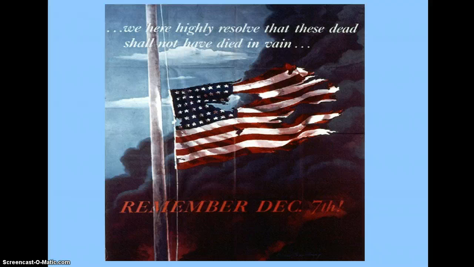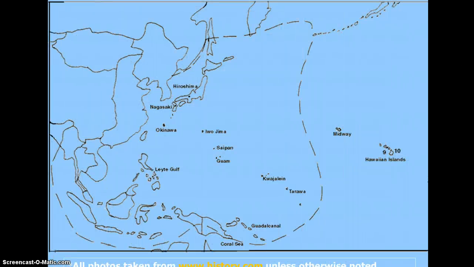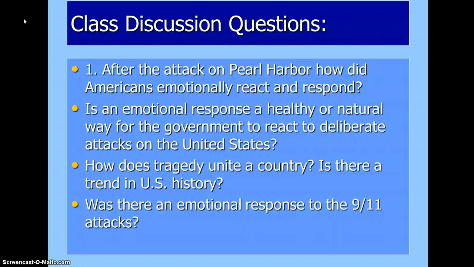Here's more propaganda. Remember December 7th, which does remind me a lot of Remember September 11th. I want you guys to look at the geography for the Hawaiian Islands. Here are the target. Here's Japan. We're going to look at how these other places in the Pacific become battlegrounds. But right now, from the Hawaiian Islands, Japan wants to head west to the Philippines.